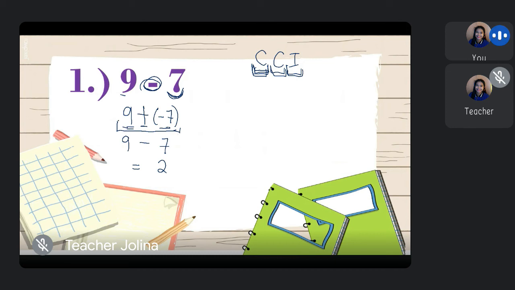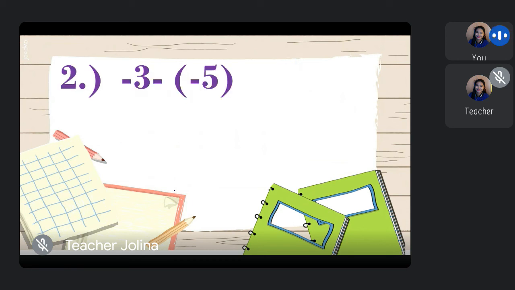So, si 9 po ang may mas mataas na value. That's why kung anong sign ni 9, yun po ang magiging sign ng ating final answer. So, since ang sign po ni 9 is positive, our final answer will also be positive. So, we have the answer for 9 minus 7: positive 2.